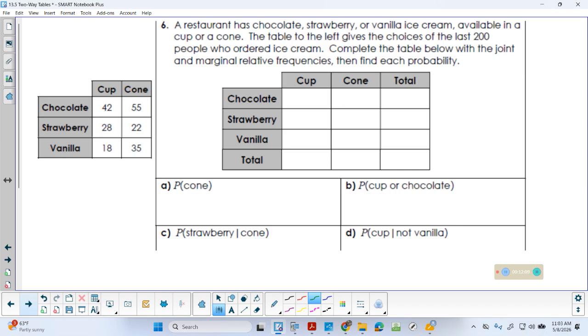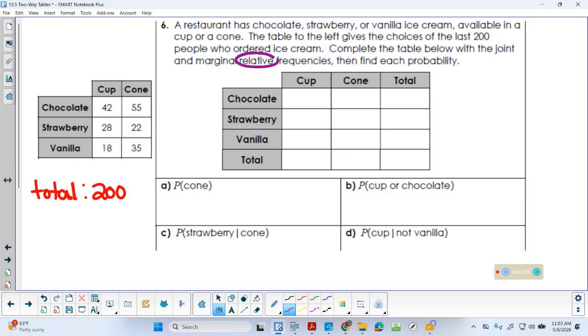A restaurant has chocolate, strawberry, and vanilla ice cream available in a cup or cone. The table to the left gives the choices for the last 200 people who ordered ice cream. Total 200 people. Complete the table below with the joint and marginal relative frequencies, then find each probability. So you're like, okay, wait, what am I doing here?